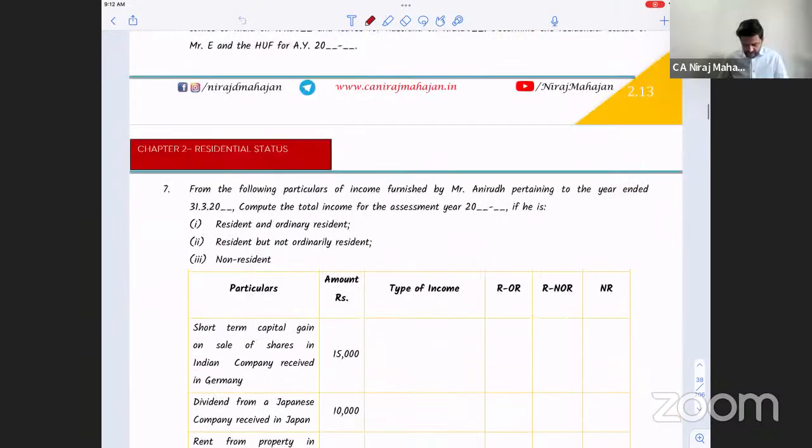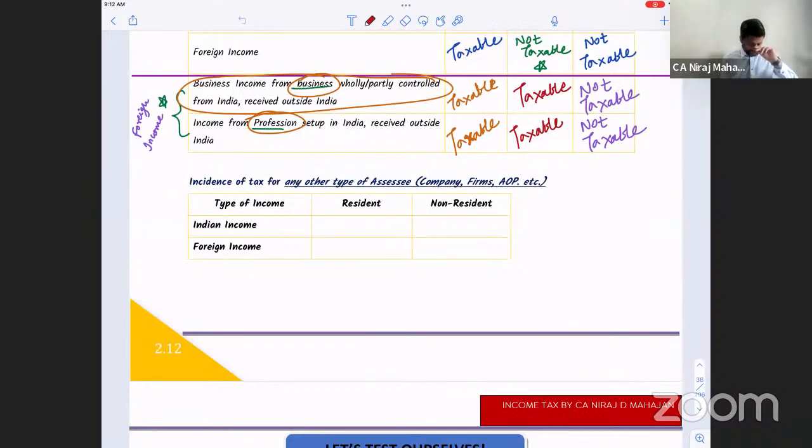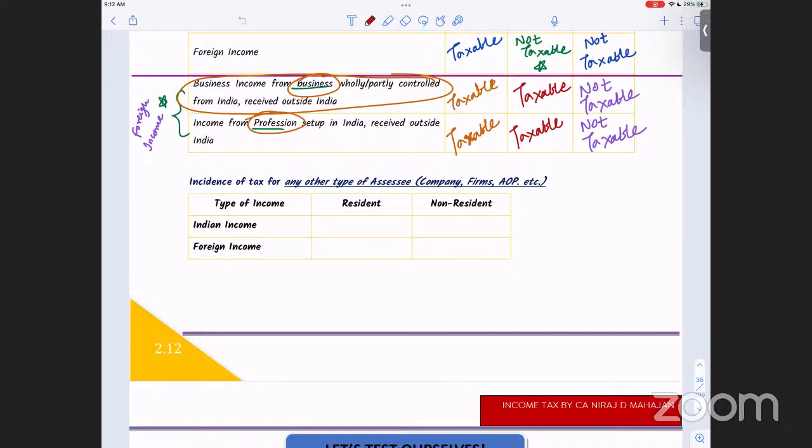Okay. So we have to see this also, very importantly: which incomes are taxable in India. Correct. So Indian income is always taxed. I'm repeating. Indian income is always taxed for ROR, RNOR as well as NR. Remember? Then foreign income is always taxed for who? ROR.